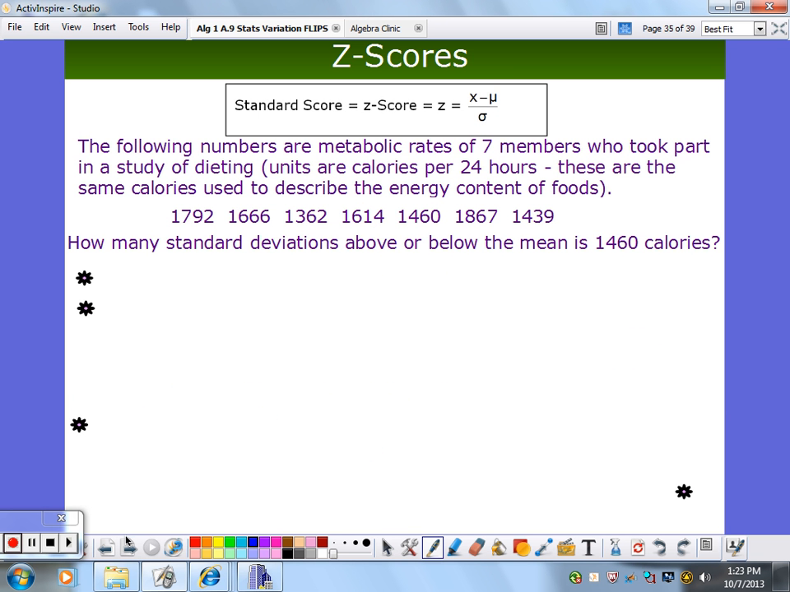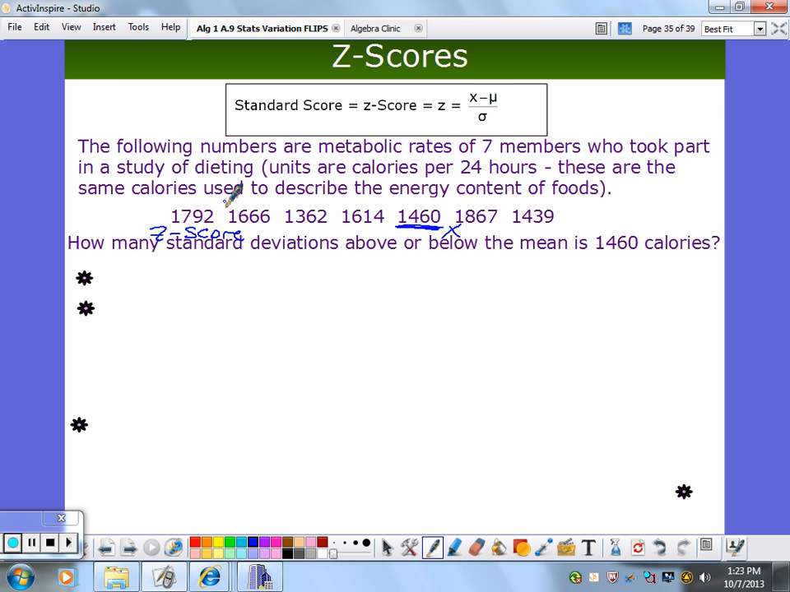Okay. Here's another example. The following numbers are metabolic rates of 7 members who took part in a study of dieting. So these are calories for 24 hours, how much each of the people in this study were consuming. How many standard deviations above or below the mean is 1460? So this is my x, and it wants to see what's its z-score. That's what this means. How many standard deviations? Once you see that, that's a z-score question.